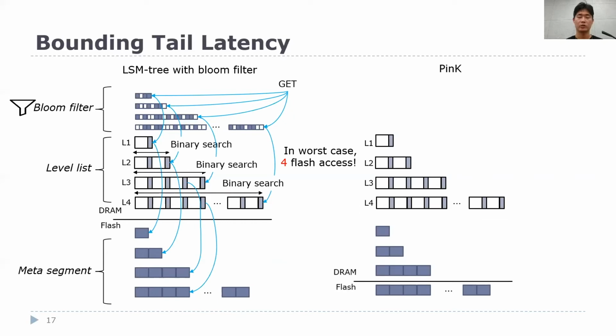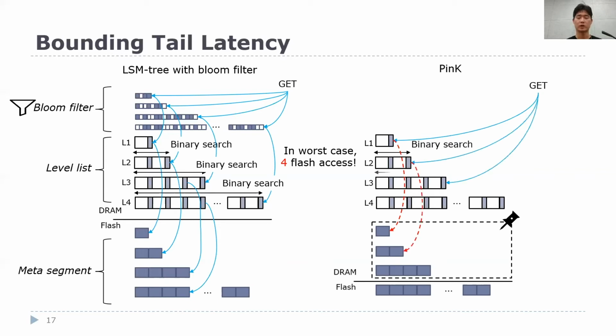Instead, PinK uses the level pinning technique, which pins all the meta segments of the top several levels in the remaining DRAM space. In this case, the get operation accesses DRAM rather than flash when the level is pinned. Level pinning makes the worst case cost of a get operation one flash access.